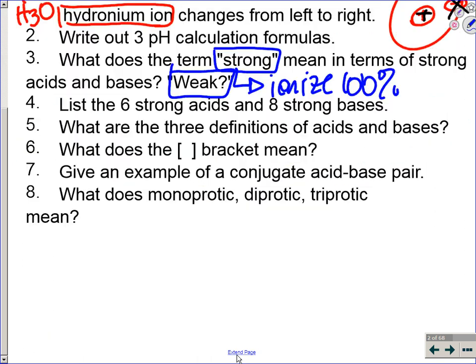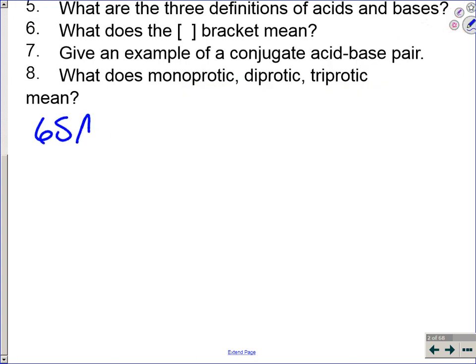6 strong acids and 8 strong bases. Give me one, CJ, one strong acid. Okay, so 6 strong acids. SA means strong acids, okay? Hydrochloric, can you give me the formula for that? HCl. So we're practicing nomenclature and the formulas again. Hydrochloric acid. Ariane, another.